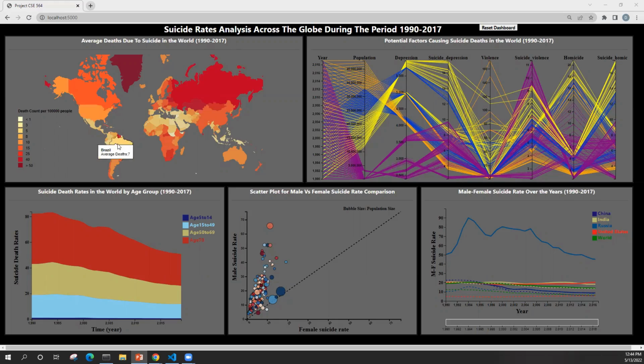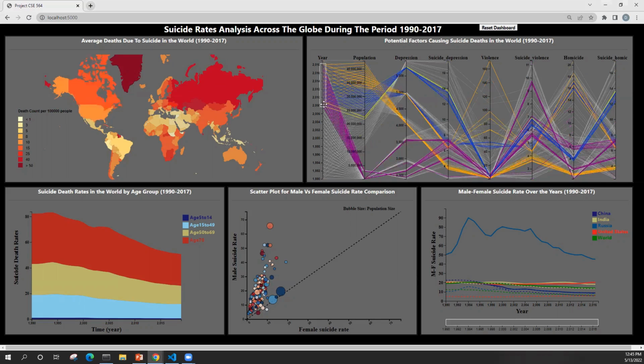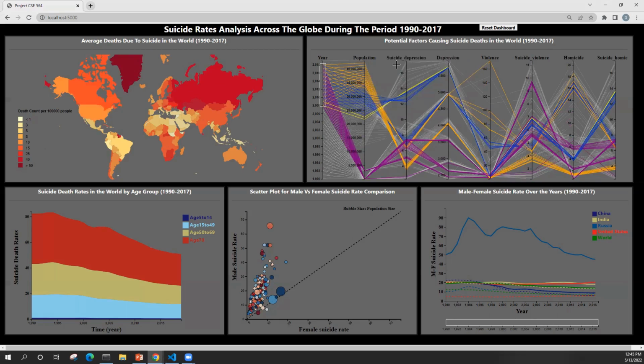Also, the lighter shade countries correspond to the lower rates, like Brazil, Peru, Colombia, and the darker ones have higher rates of suicide, like Greenland, Russia, Ukraine, Belarus, and so on. Next is the PCP plot. This plot shows the potential factors such as depression, violence, and homicide that might cause suicide deaths. Here we can check for a particular dataset using the brushing feature, and we can also move about the axis to see the correlation between different attributes.